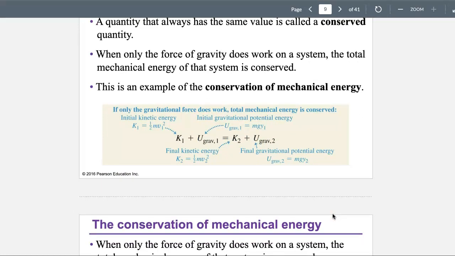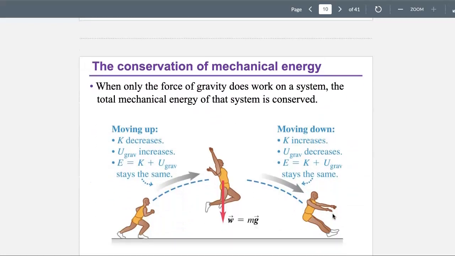K1 plus UG1 should equal K2 plus UG2. What does that mean? That the total of the two energies is going to stay the same, but the shares might change. I might have at one instant all my energy as gravitational potential energy. At another stage, maybe it's half and half. At another stage, I might have all kinetic and zero gravitational. I might have any kind of sharing between the two.